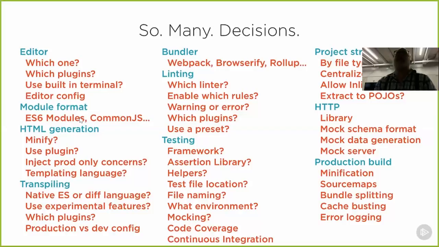Modules. We haven't really talked about modules in here, and we probably won't for the most part, but these are ways of componentizing code and making it move in blocks, so you can depend on collections of functionality. HTML generation, when we're actually generating our HTML rather than writing it explicitly, you have things like minification of your HTML. You can have plugins that affect that process.